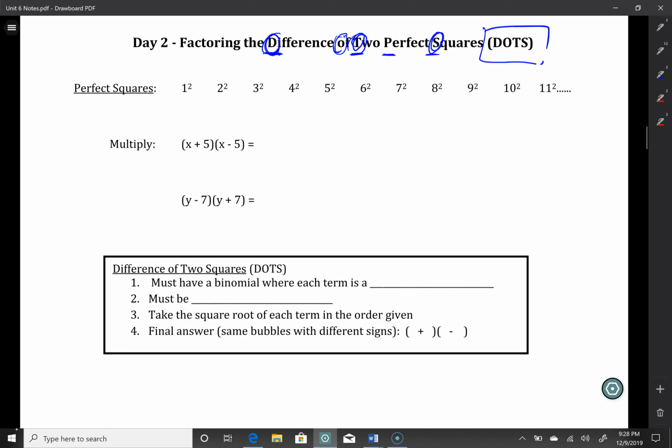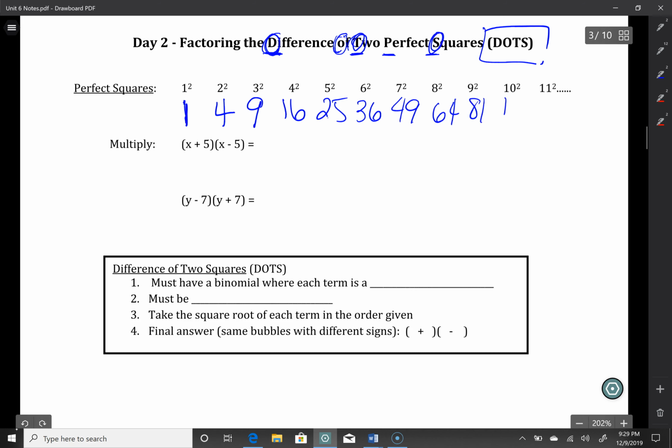Well, let's think about what perfect squares are. One squared is 1, so 1 is a perfect square. 2 squared is 4, so that's a perfect square. 3 squared is 9, 9 is a perfect square. 16, 25, 36, 49, 64, 81, 100, and 121. Those are all perfect squares.